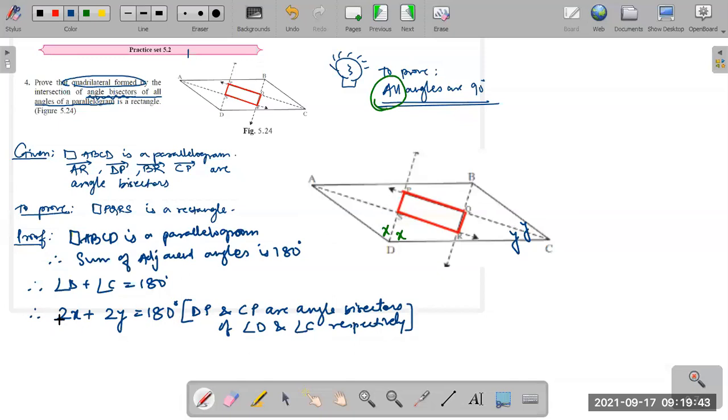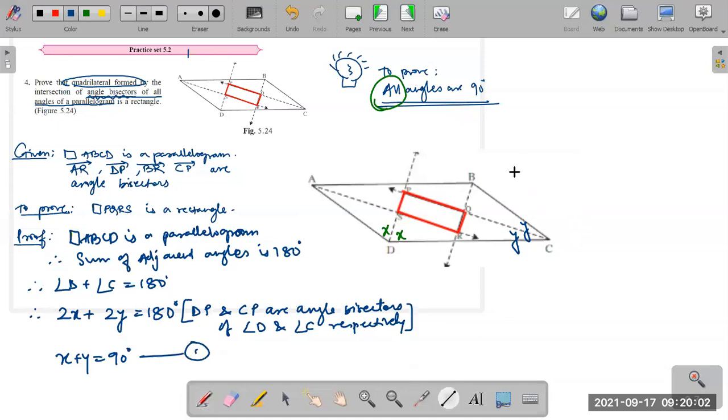Now divide all the terms by 2 and we are left with X plus Y equals 180 divided by 2, equals 90 degrees, right? Divided by 2, the 2 gets crossed out, we are left with X, only Y is left, and 180 divided by 2 is 90, right? So this is equation 1.